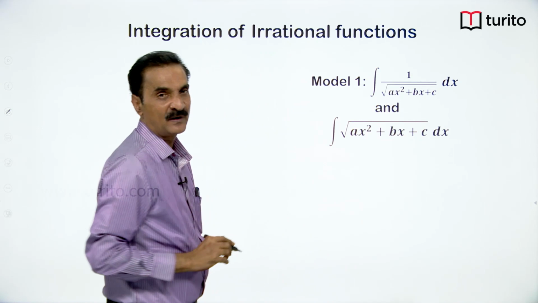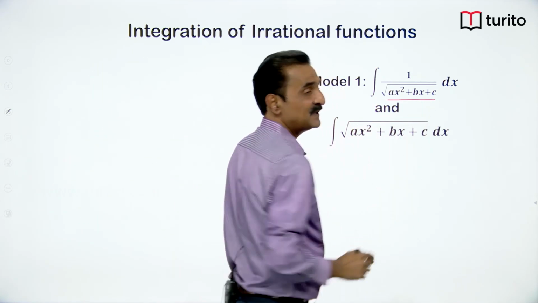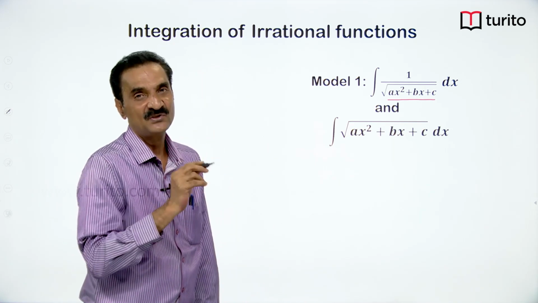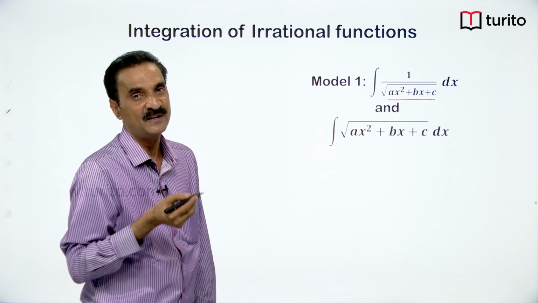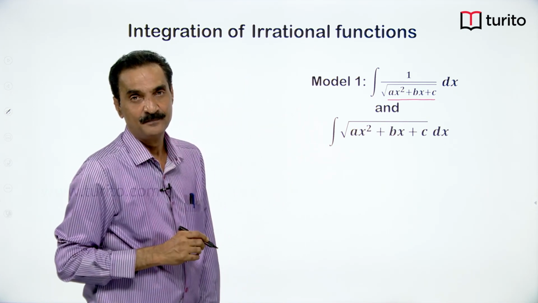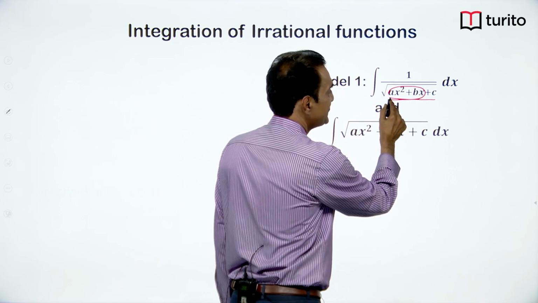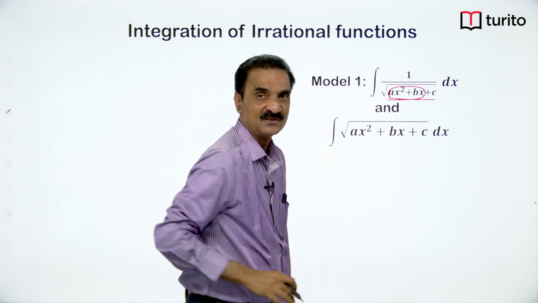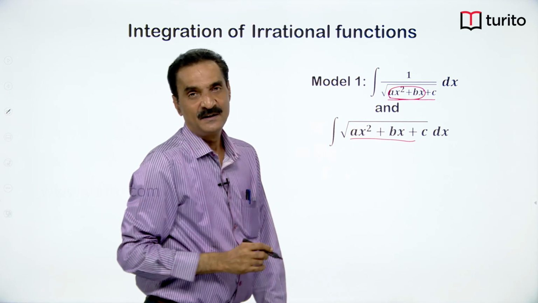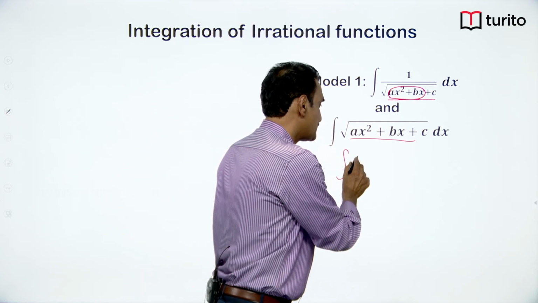Integral of 1 by root over ax square plus bx plus c. What is the method? We have to express this ax square plus bx plus c in the form of X square plus A square or X square minus A square or A square minus X square. Then we can directly write the integral. For that we need to write ax square plus bx plus c as a perfect square by adding and subtracting some constant.